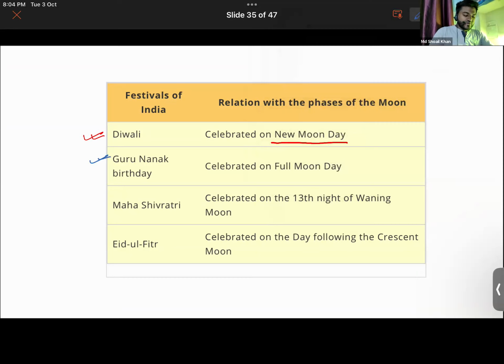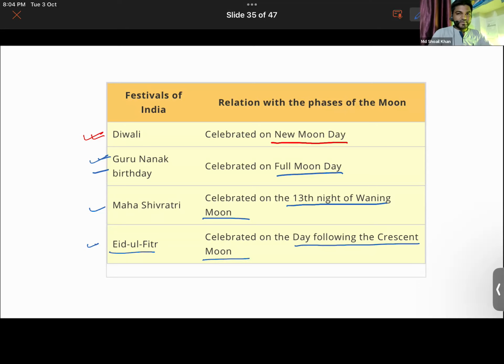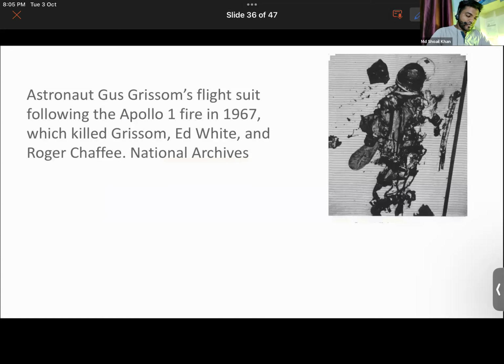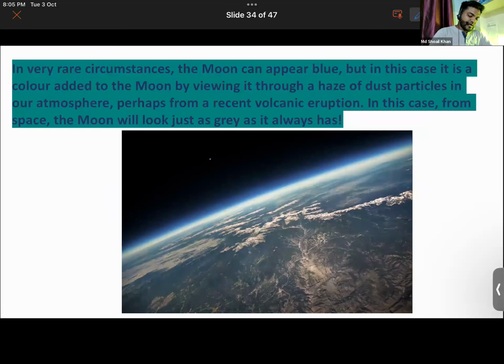Guru Nanak birthday is celebrated on full moon day. Mahashivratri is celebrated on the 13th night of waning moon. And Eid ul Fitr, we all know it is celebrated on the day following the crescent moon, that is at the end of the month. Right? Okay. Now have a look at the blue moon.